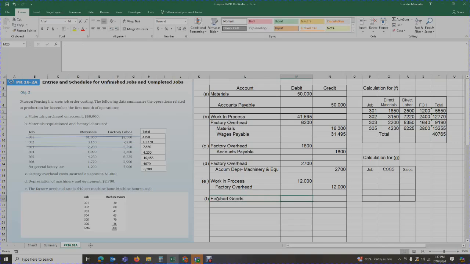So finished goods is going to increase by $40,765. Okay, so we are going to debit it because we are increasing, we're moving the cost to that category. So now the costs associated with those 4 jobs are now sitting in finished goods. Okay, and we're moving it out of work in process. So work in process will decrease by $40,765 because the goods are no longer in process, they've been completed. So we decrease it from work in process and we move it up to finished goods.